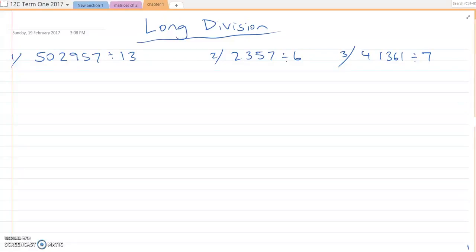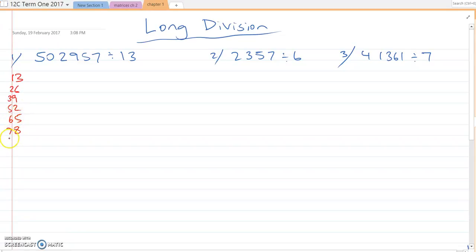Okay, a few long division examples. So the first one, we're going to divide by 13. It's good to know, when you're dividing by a bigger number like 13, what the multiples of 13 are. So these are all the multiples of 13: 91, 104. These ones are not so common.